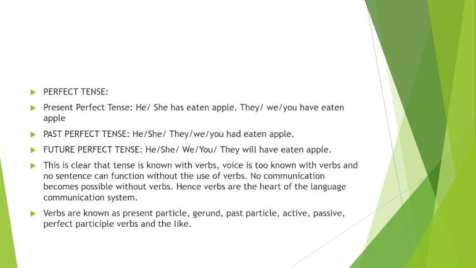This is one group. Another one is perfect tense, and that means present perfect. And in present perfect, he or she has eaten apple. They or you have eaten apple. Past perfect tense means he had eaten apples, she had eaten apples, they had eaten apples, we had eaten apples, you had eaten apples. Future perfect tense, that means she will have eaten apple, he will have eaten apple, we will have eaten apple, you will have eaten apple, they will have eaten apple.